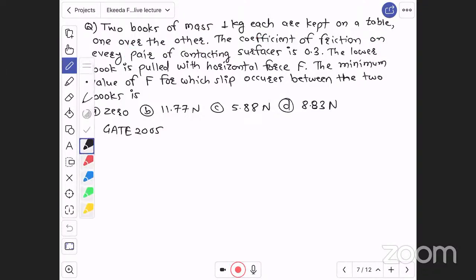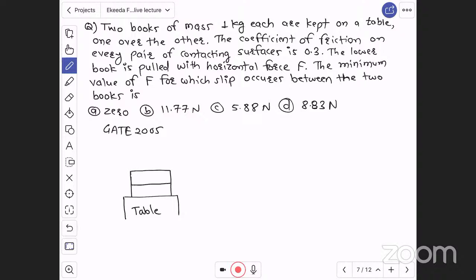See here, in the given data, there is a table. Let us say this is a table, right? On this table there are two books kept one over the other. Let us say the bottom book is number 1 and the upper book is book number 2, and they are kept on the table, each having mass 1 kg. M1 is 1 kg and M2 is also 1 kg. M1 is equal to M2 is equal to 1 kg. This is the given data, right?